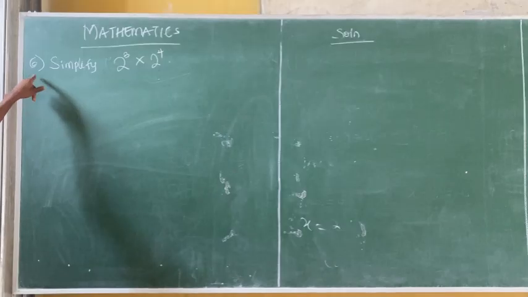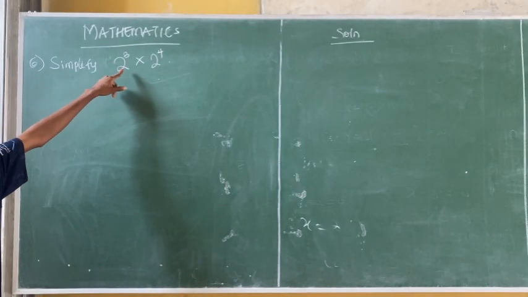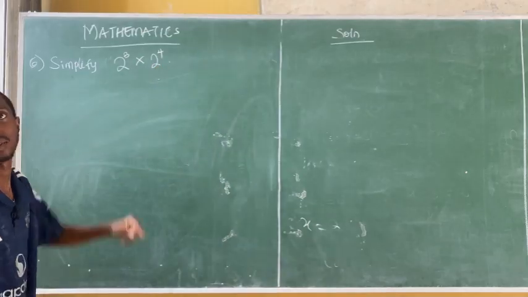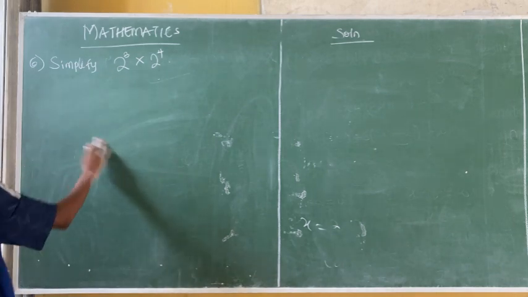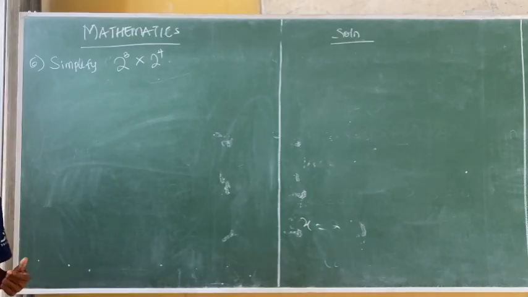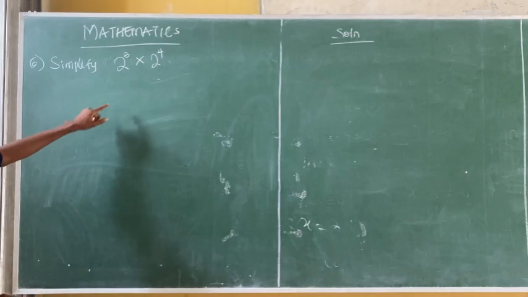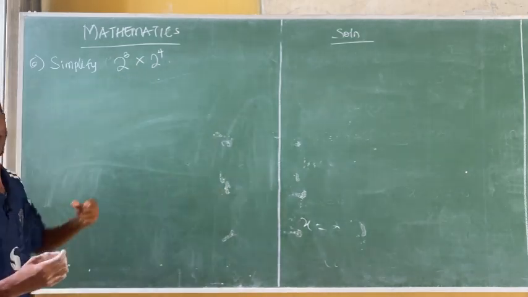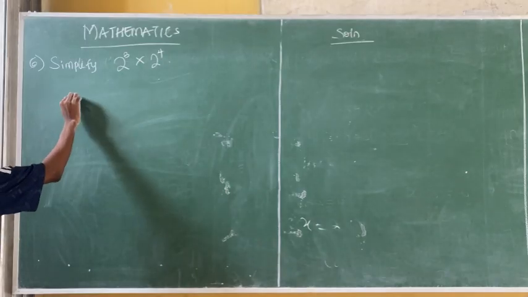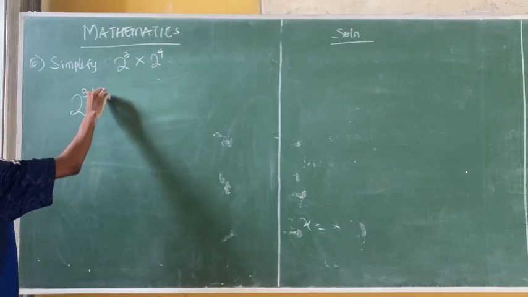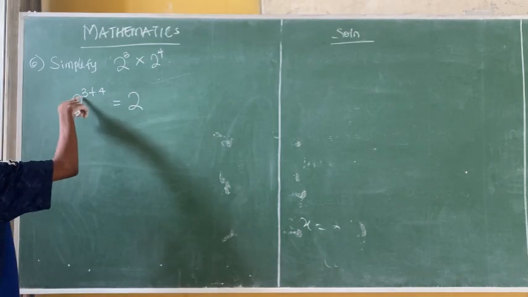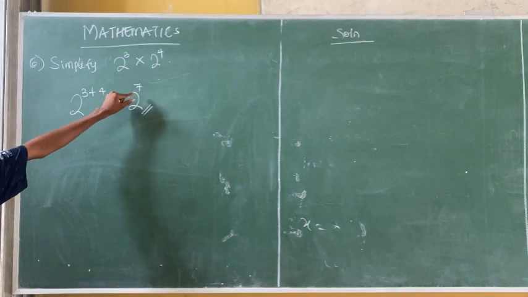Question 6 says simplify 2 raised to power 3 times 2 raised to power 4. Now, from laws of indices, it says when you have the same base multiplying themselves, you pick one and you add their powers. From this equation, we have the same base, right? They are multiplying themselves, so we pick one. We have 2 and we add the powers, which is 3 plus 4. This will give us 2 raised to power 7.